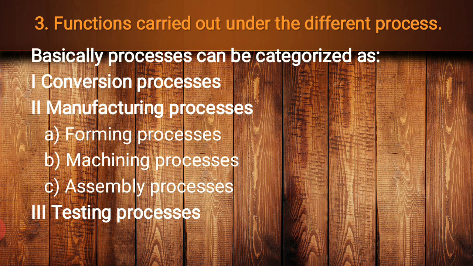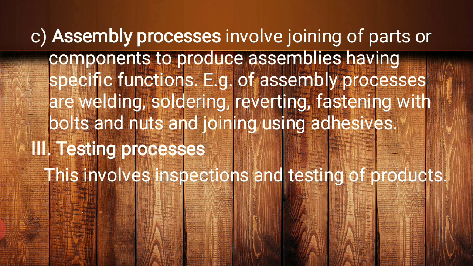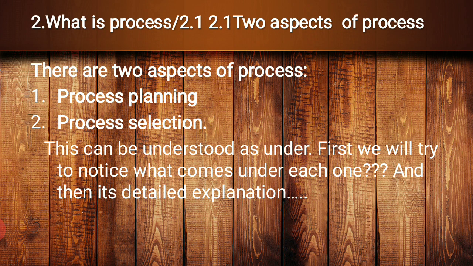So these are the three basic functions that are being carried out through the processes, right? We have just checked it one more time. Now what we are moving to is the second part of what is process. That means there are two aspects of process. We have seen what is process, we have seen the functions of process. Now what we are seeing are the two main aspects of process.